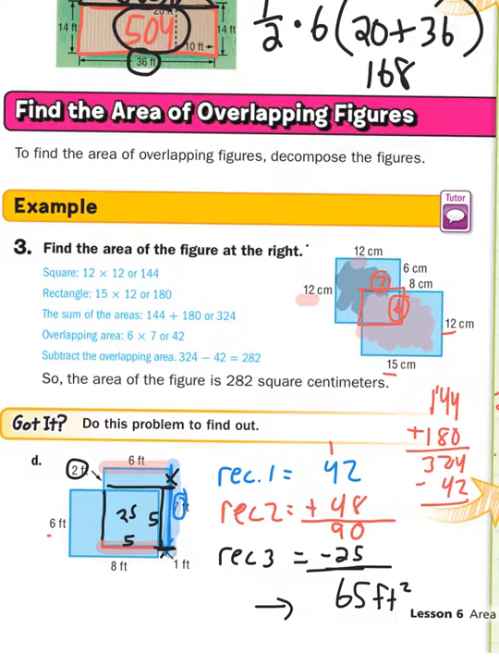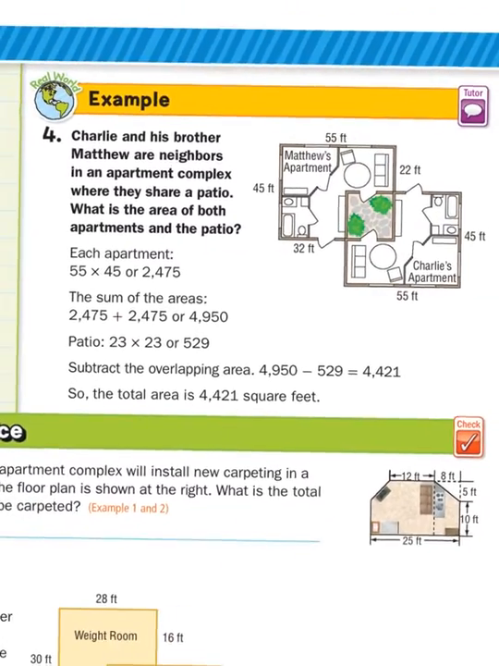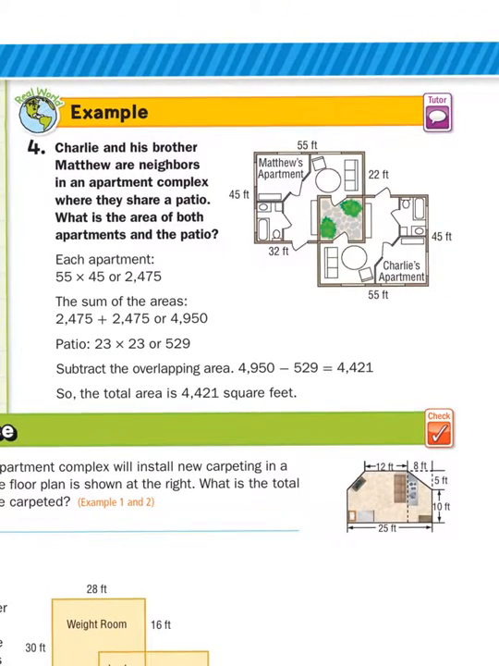All right, kind of tricky. It's tough being absent if you did this one, if you were absent yesterday. Last page. This is going to be just like that last example, except they throw it in a real world situation. So I'm going to go over this one quickly. It says, Charlie and his brother Matt are neighbors in an apartment complex where they share a patio. What is the area of both apartments and the patio?